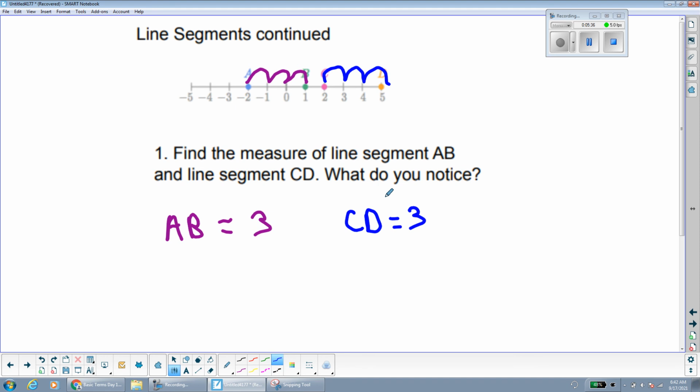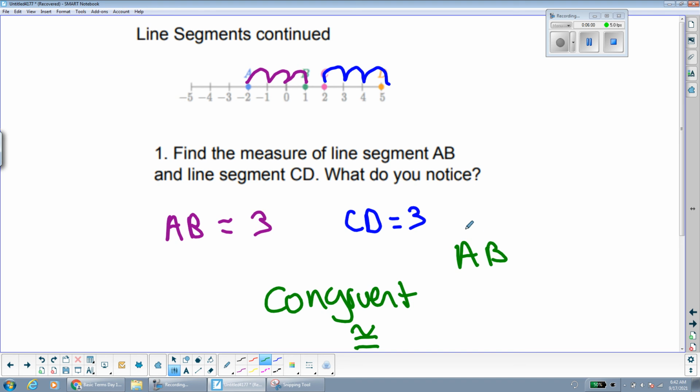You might have said that they are equal. They definitely are. And in geometry, we have a word for equal in size, shape, length, all of that stuff that's going to come up a lot. And that's the word congruent. And we have a symbol for the word congruent. It's an equal sign with a squiggle on top. So we can actually say line segment AB and line segment CD are congruent to each other, or equal in measurement.